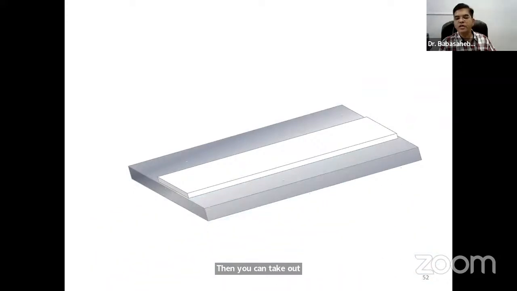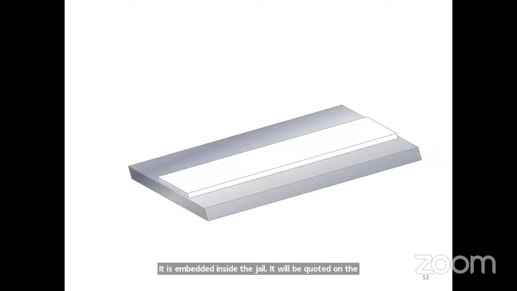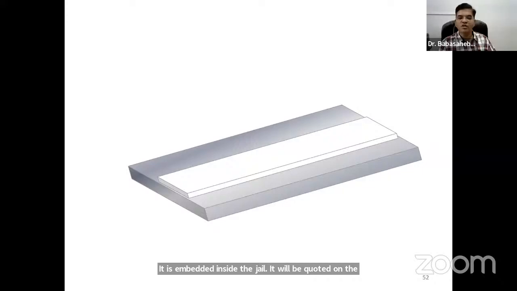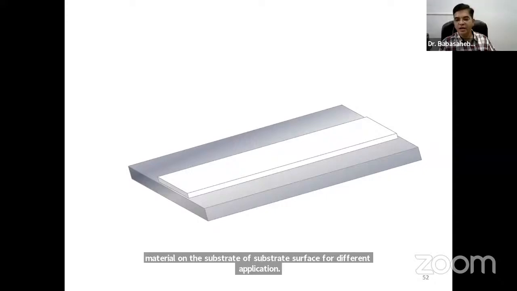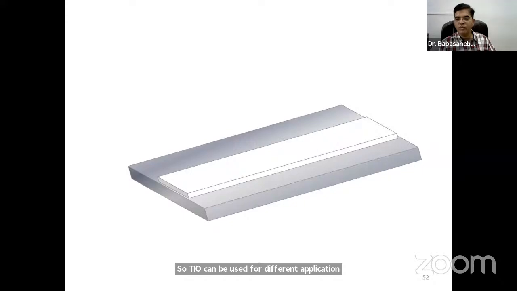Depending upon your gel and the particle size embedded inside the gel, it will be coated on the substrate surface. So this is a very easy technique to make nanomaterial on the substrate surface for different applications. TiO2 can be used for medical applications, for solar cells, for photocatalysis, for gas sensors. Not only TiO2, whatever can form a gel can be coated using this technique.